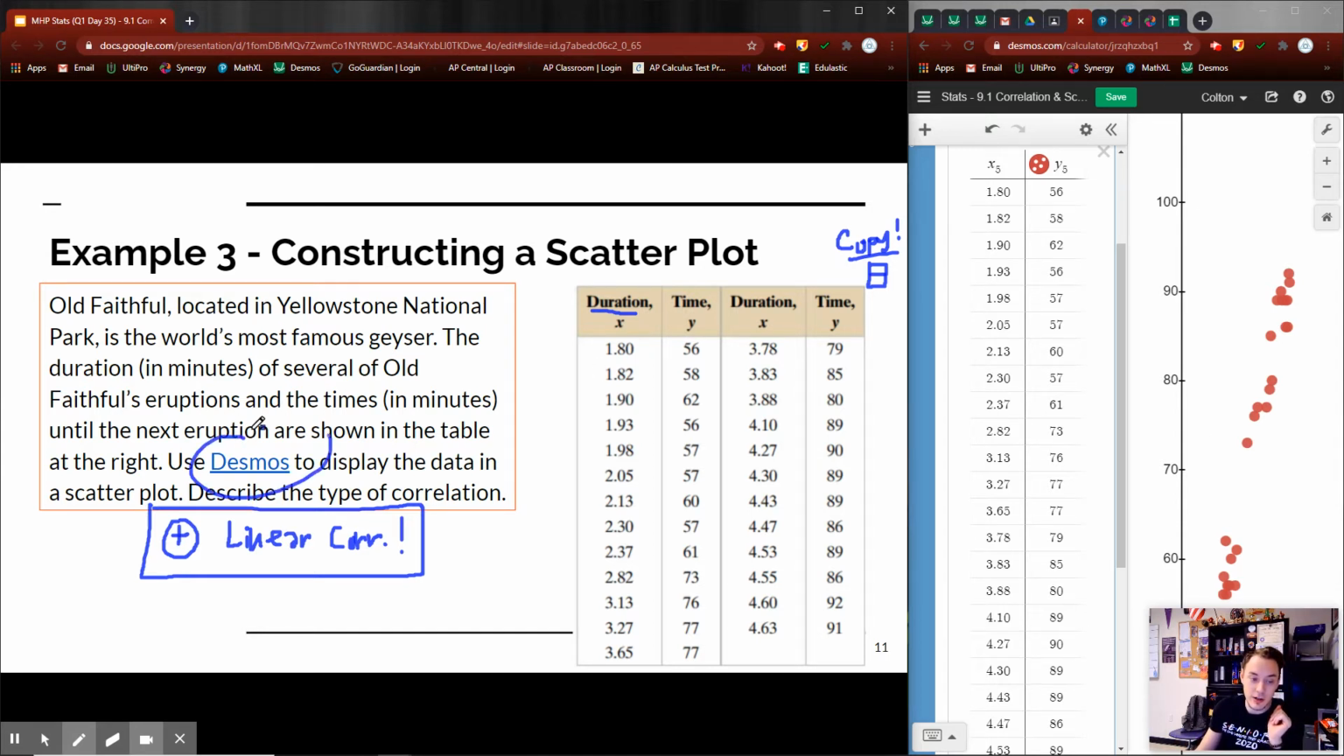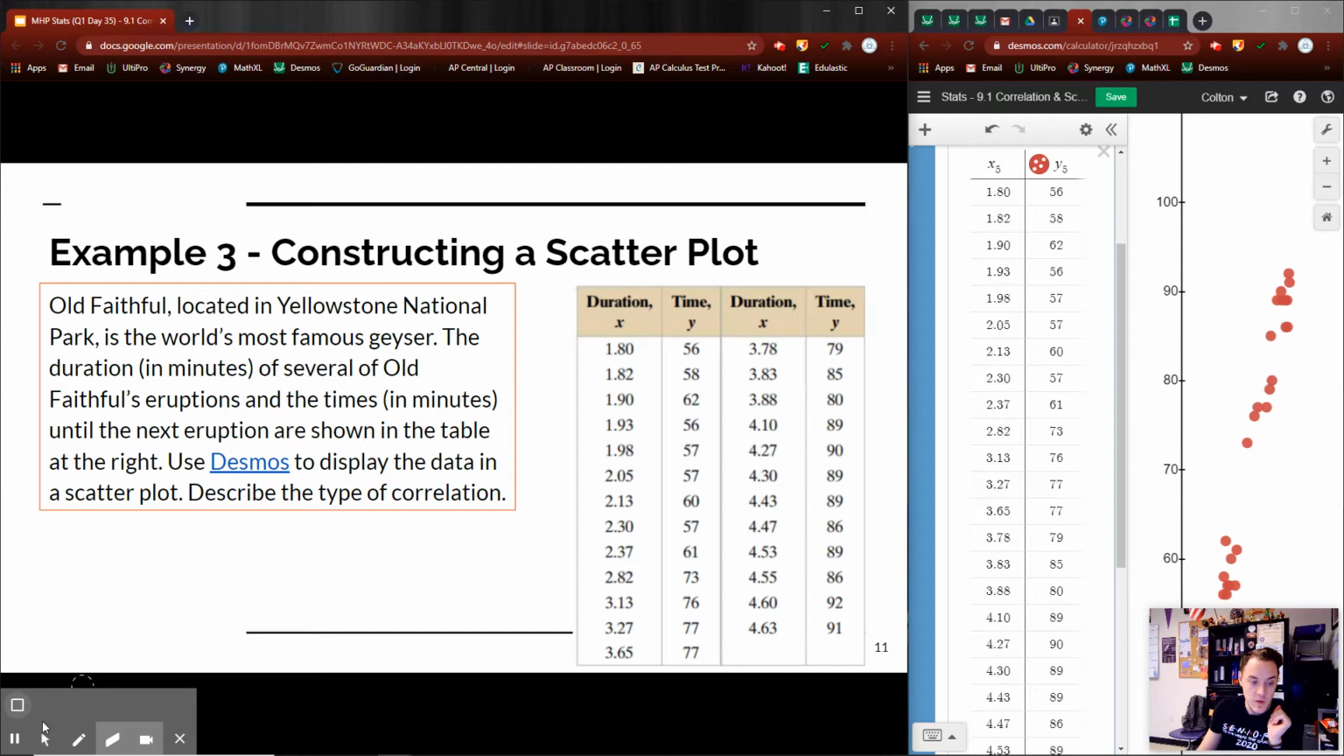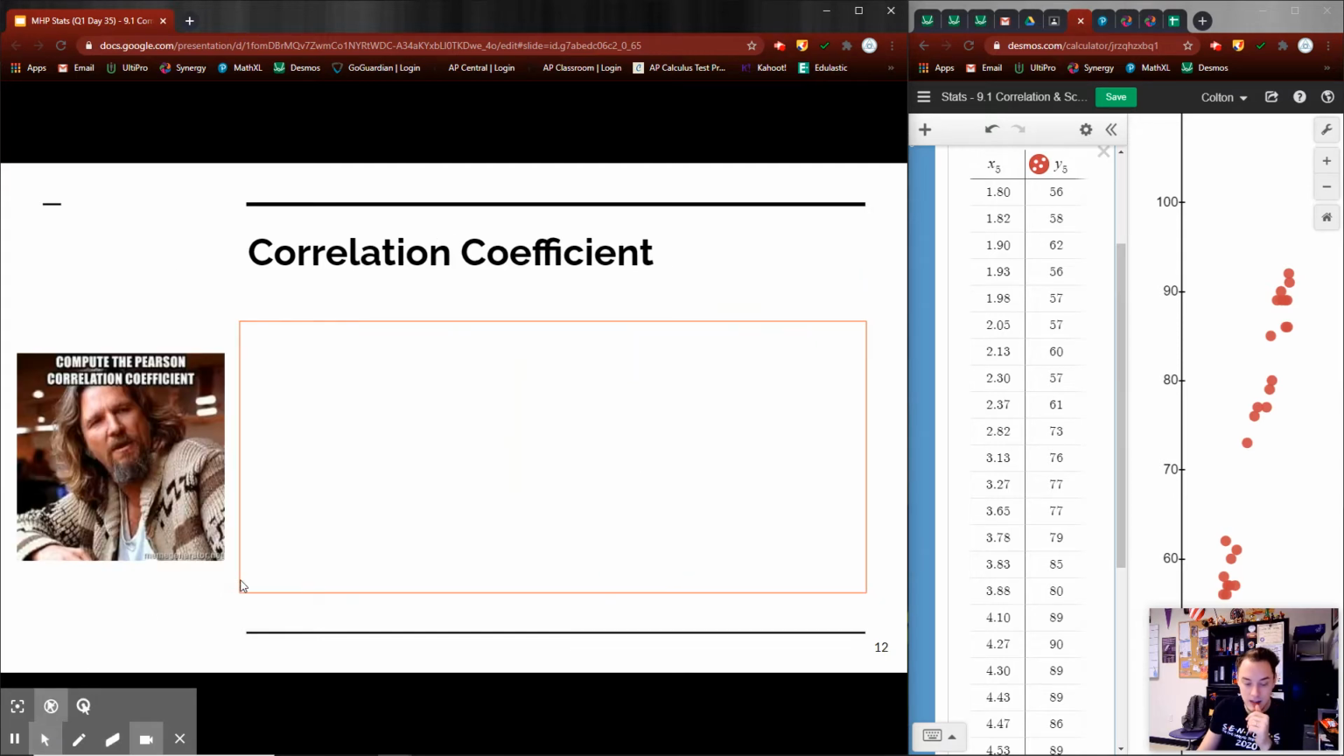Make sure you are using Desmos to display the data in the scatter plot. It's way easier. So let's go to my next example.